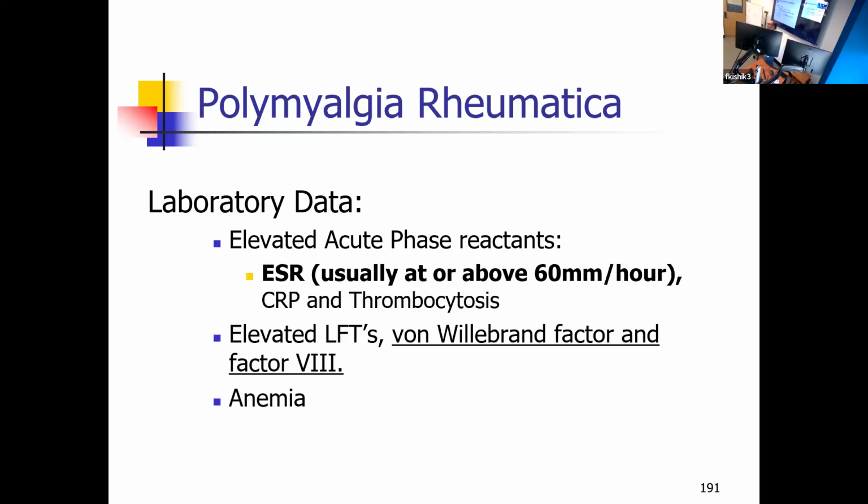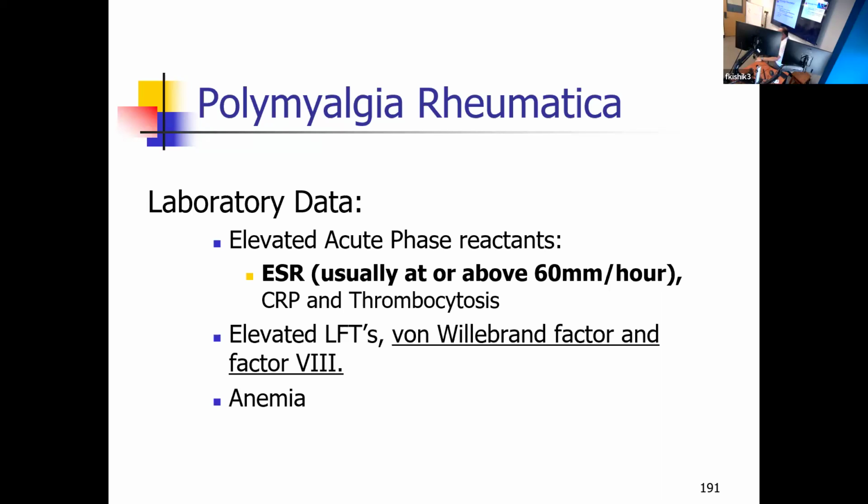Next question is, all right, well, what do I do? Do I get x-rays? Do I get lab work? Well, let's start off with lab work first. You'll get something called ESR. And usually anybody who has ESR above 60 has a fundamental diagnosis of polymyalgia rheumatica.